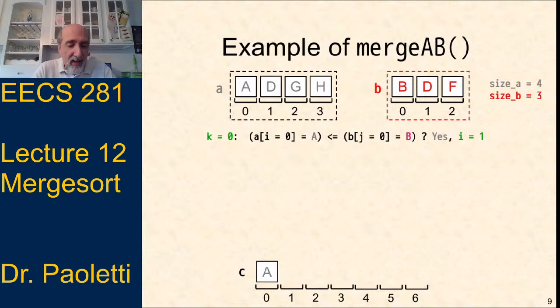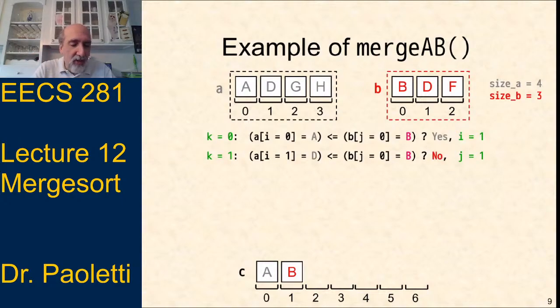Okay, and then I gets incremented because we took from region A, and then K always gets incremented. So when K is 1, we're comparing D to B. Is D less than or equal to B? No, so take from region B and then increment J.